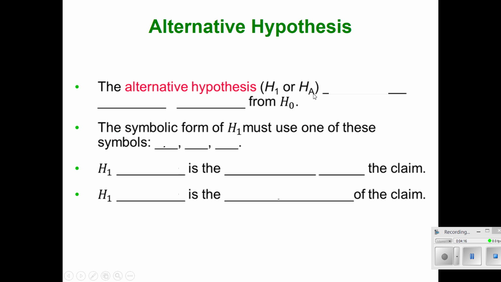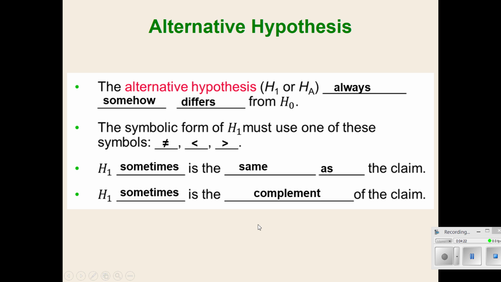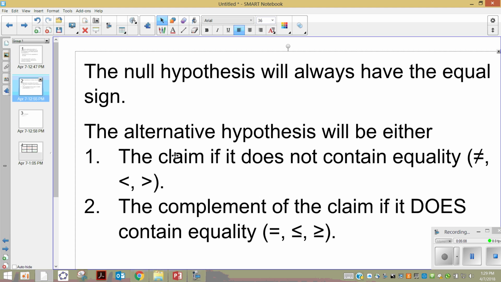Sometimes it's symbolized as H sub a, depending on the textbook, but for us, we're going to be using H sub 1. And this tells us that our alternative always is different than the null hypothesis. The symbolic form of the alternative must be one of these. Notice that none of these options contain equality. Sometimes the alternative hypothesis is the same as the claim, and sometimes it's the complement of the claim.